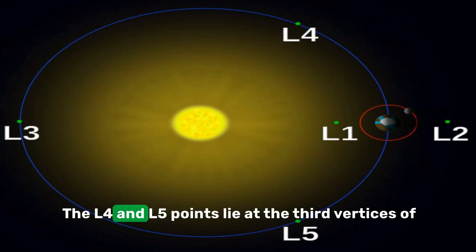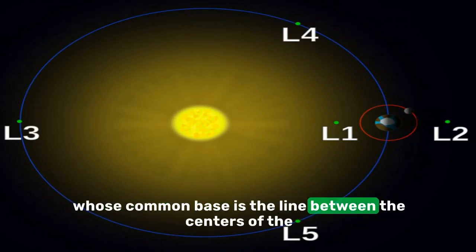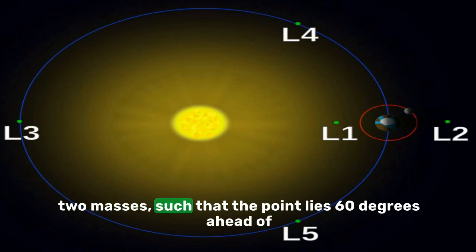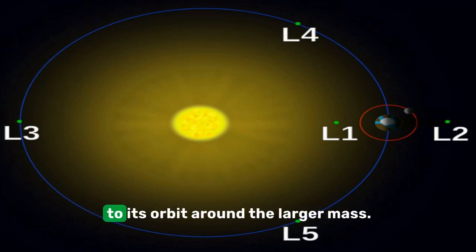The L4 and L5 points lie at the third vertices of the two equilateral triangles in the plane of orbit whose common base is the line between the centers of the two masses, such that the point lies 60 degrees ahead of (L4) or behind (L5) the smaller mass with regard to its orbit around the larger mass.